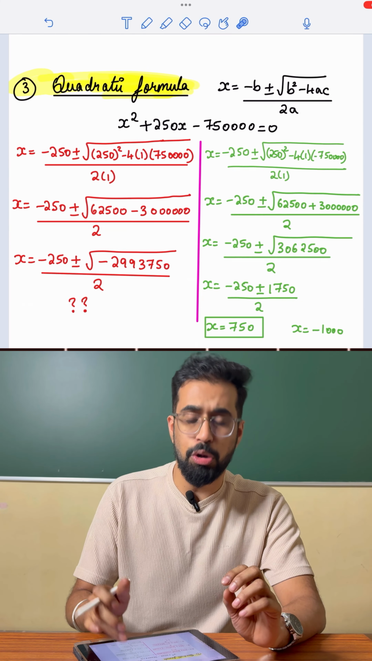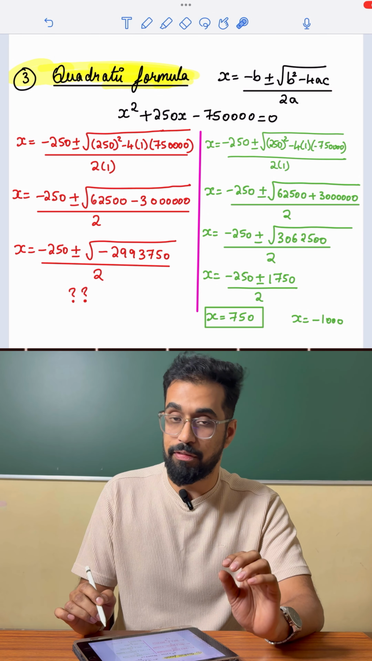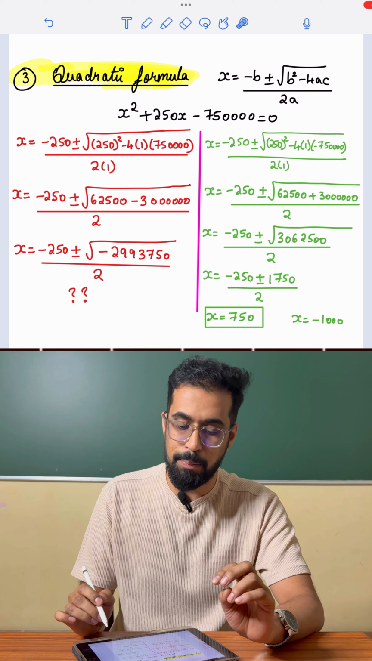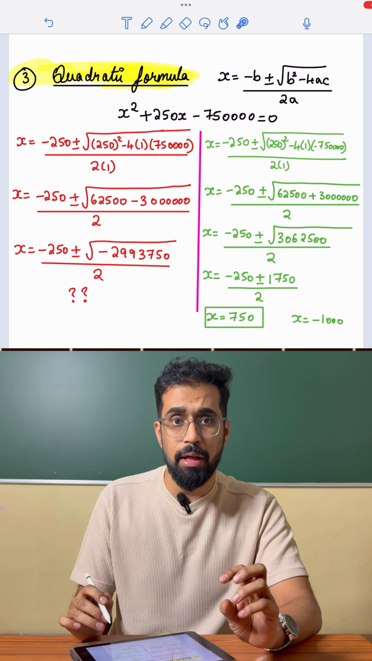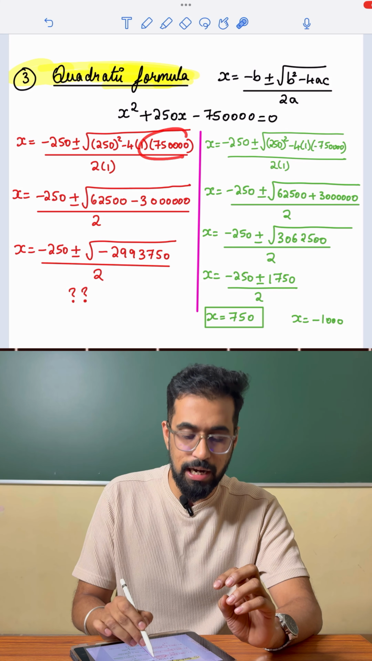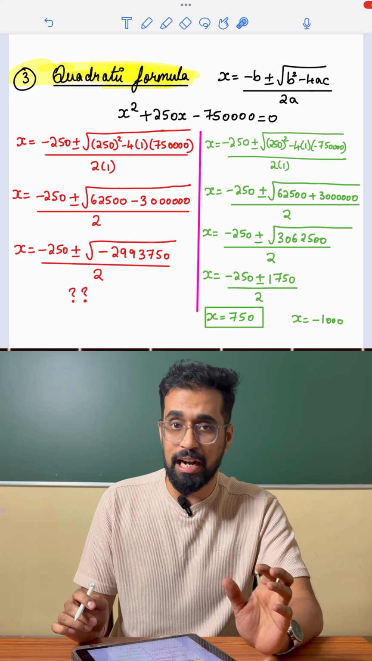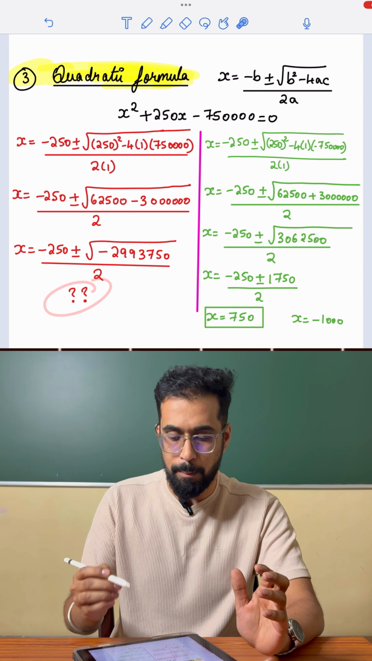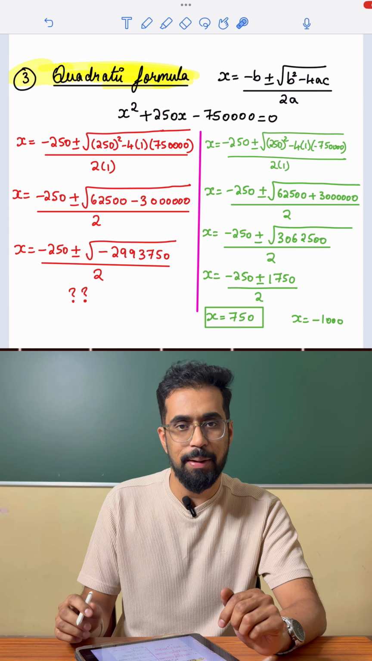The other thing about the quadratic equation is about the negative of c. If the value of c is negative, here in this example it is minus 750000. So here if you don't take care of that negative, what happens is usually you end up with the root of a negative number and you have nowhere to go. But with the right substitution, you get the correct answer, which in this case is 750.